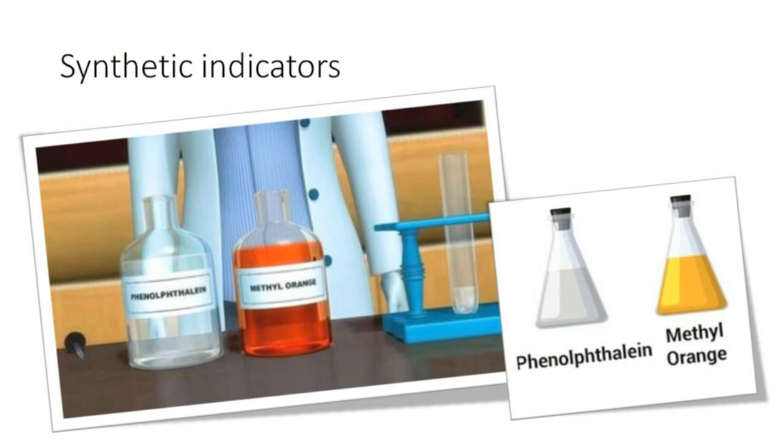Next, methyl orange. Solid methyl orange is dissolved in hot water and its filtrate is used as an indicator. It turns red in acidic solution and yellow in basic solution.